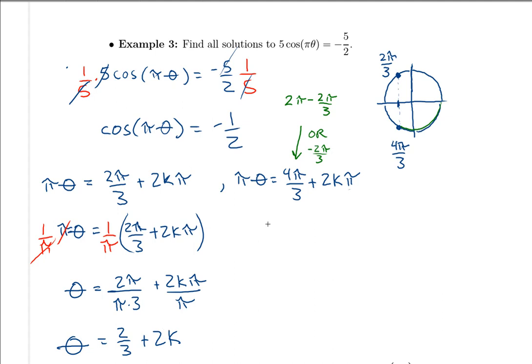And then we can do the same thing to our other version here. Multiply by 1 over pi on both sides.